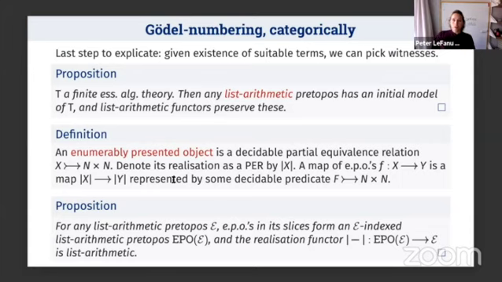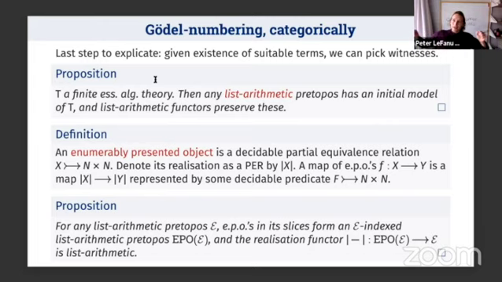And so finally, the last step we had to explicate was Gödel numbering of syntax. This we can give a bit of a categorical analysis of by seeing the kind of category that suffices to construct essentially algebraic syntax. One of the nice analyses of it, which I think Maietti first presented, was list arithmetic pretoposes. They're what suffices to give initial models, and their functors preserve initial models of finite essentially algebraic theories.